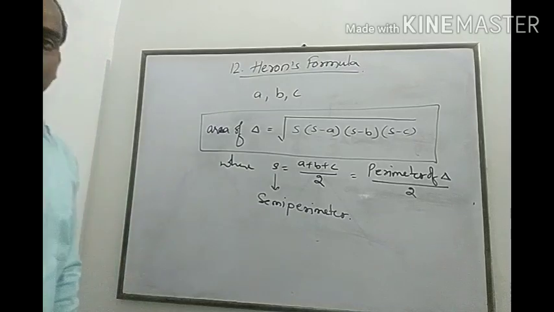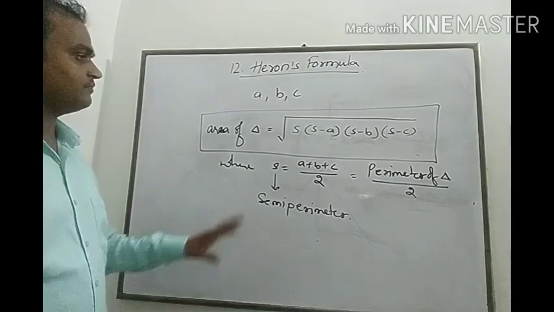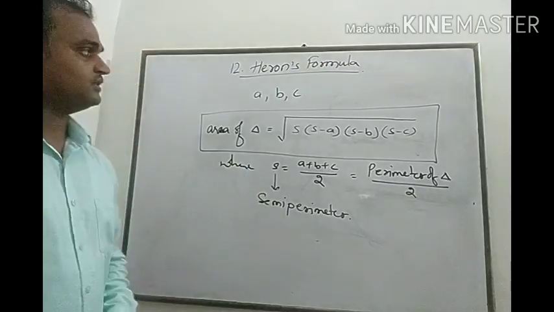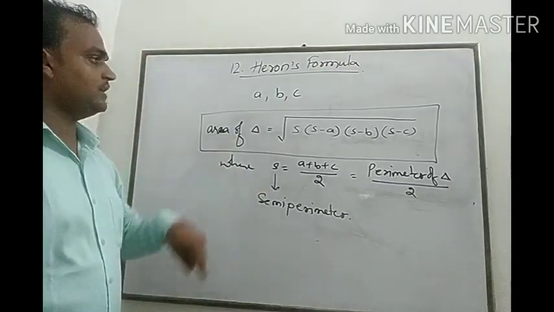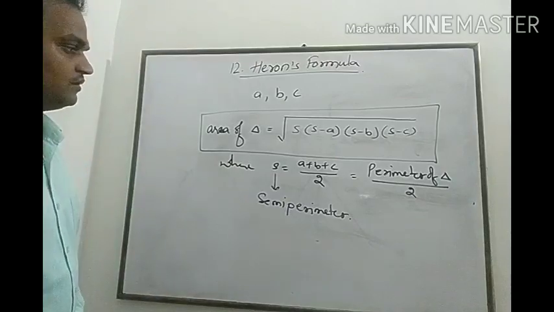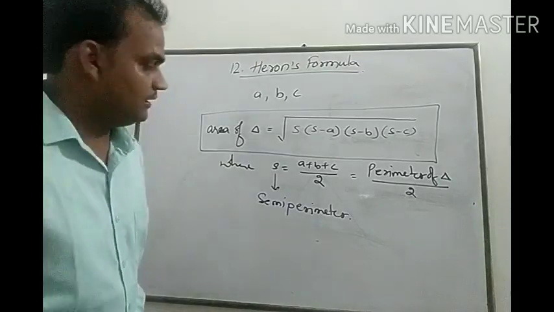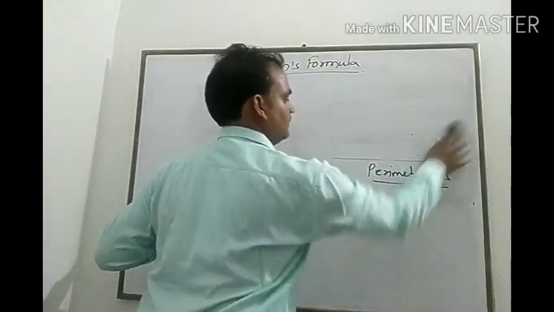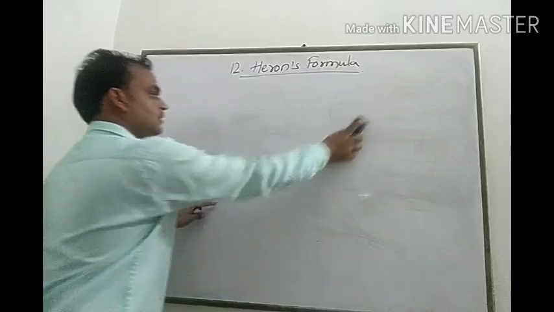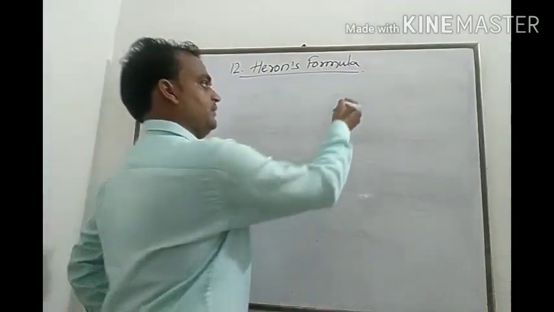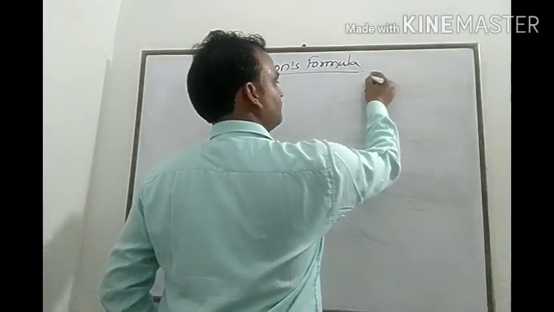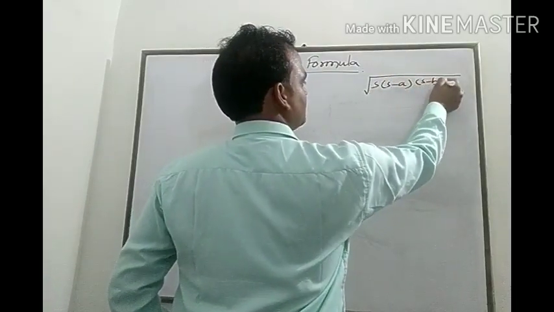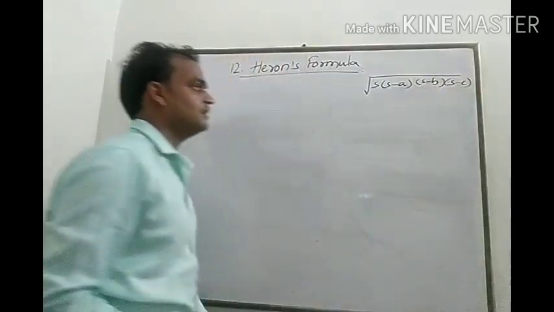First, take a screenshot of this, which will help you in making notes of this chapter, writing the formula or memorizing the formula. Please take the screenshot. Okay. Now we will write the formula of area of triangle on the side: S minus A, S minus B, S minus C.